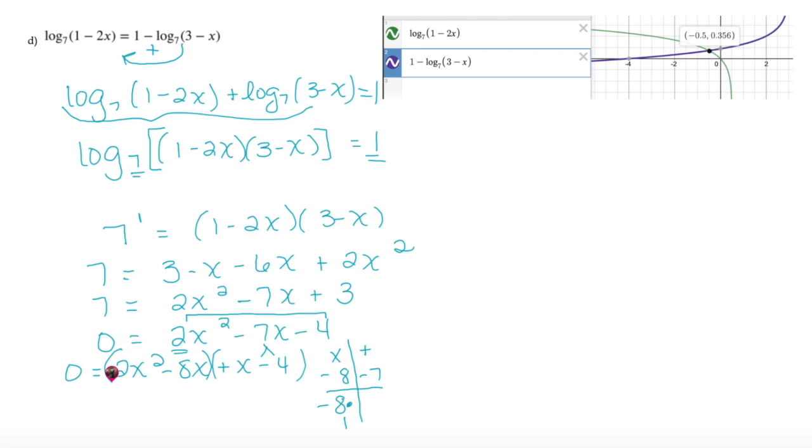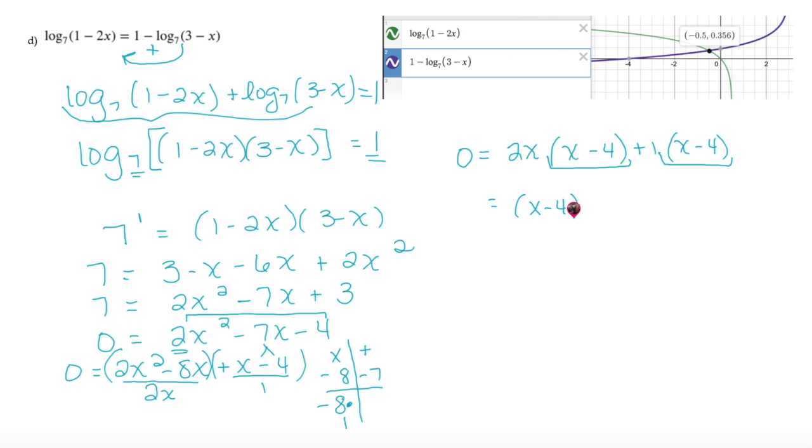Now that I have 4 terms, we can factor by grouping. The first two are divisible by 2x, and the second two are divisible by 1. When I divide the first two by 2x, we're left with x minus 4. When I divide the second two by positive 1, we still have x minus 4, which is what we need to have a common binomial. Factoring out the common binomial of x minus 4, we have 2x plus 1 left. Setting them both equal to 0, our choices are x is equal to 4 and x is equal to negative 1/2.